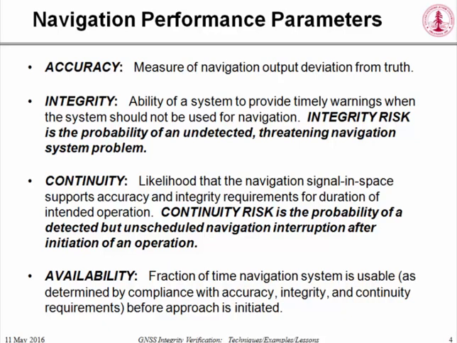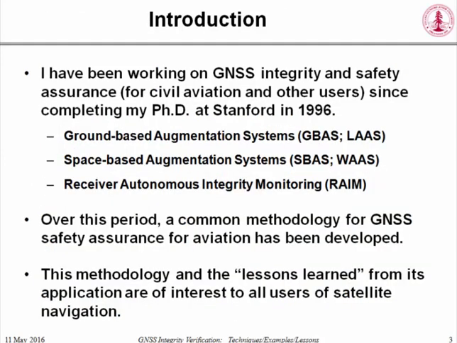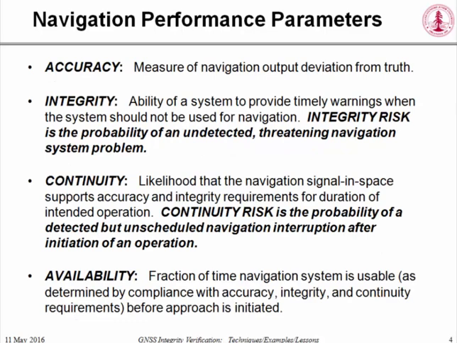Integrity represents the ability of the system to protect the user against hazardous errors. So what we call integrity risk is the probability of an undetected and threatening navigation system problem. So again, the key is, for some reason it goes undetected and it's large enough to be threatening. So that clearly can pose a hazard to the user.